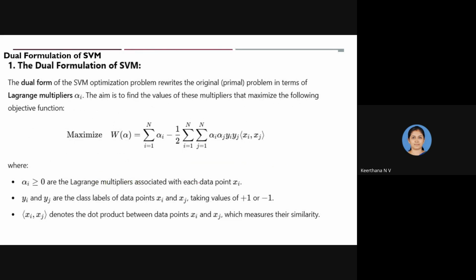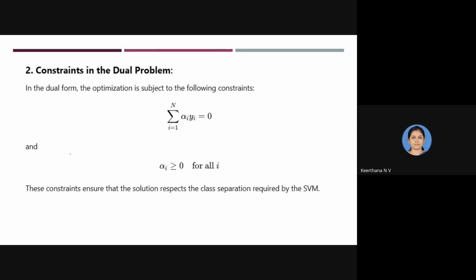The second thing is the dual formulation of an SVM. This dual formulation is purely based on the Lagrange multipliers, as we discussed before. The constraints of the dual formulation will be derived like this, where all the Lagrange multipliers should always be greater than or equal to 0.